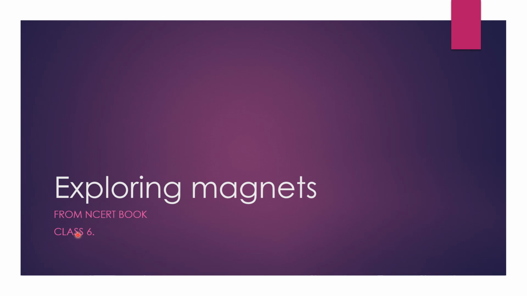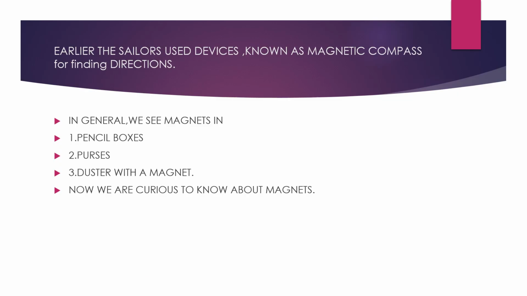Today we are starting a new chapter from the NCERT book of science, exploring magnets. Earlier the sailors used devices called magnetic compasses to find directions or to travel from one country to another. They didn't have Google Maps, so they used magnetic compasses to know which way to sail. Nowadays we see magnets in general.